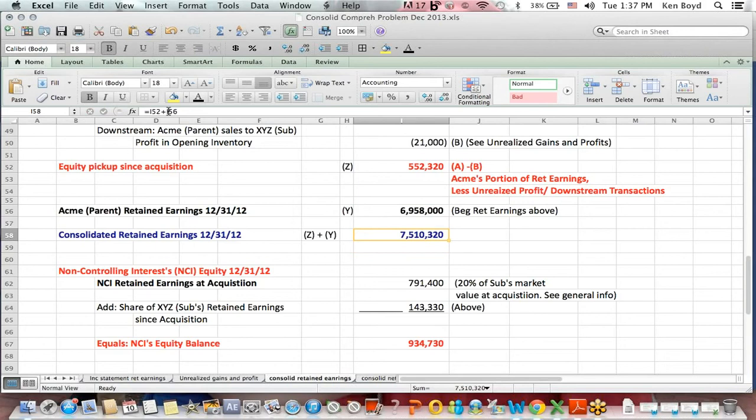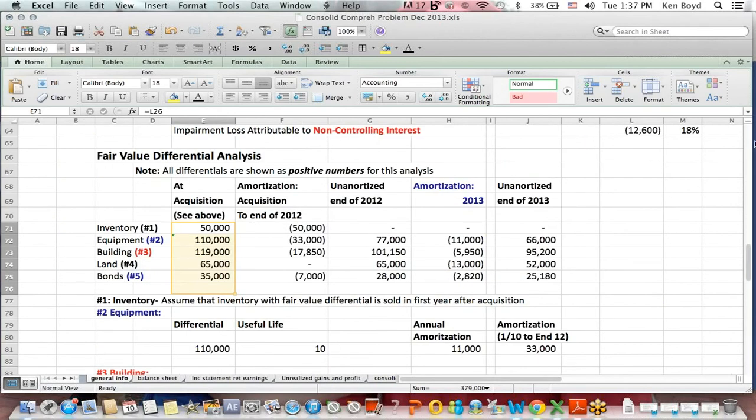Now, I can also consider and think about the non-controlling interest equity, right here. We start off with the NCI. I'm going to use the abbreviation, non-controlling interest, retained earnings when we acquired the company, which is 20% of the market value, so that's $791,400.